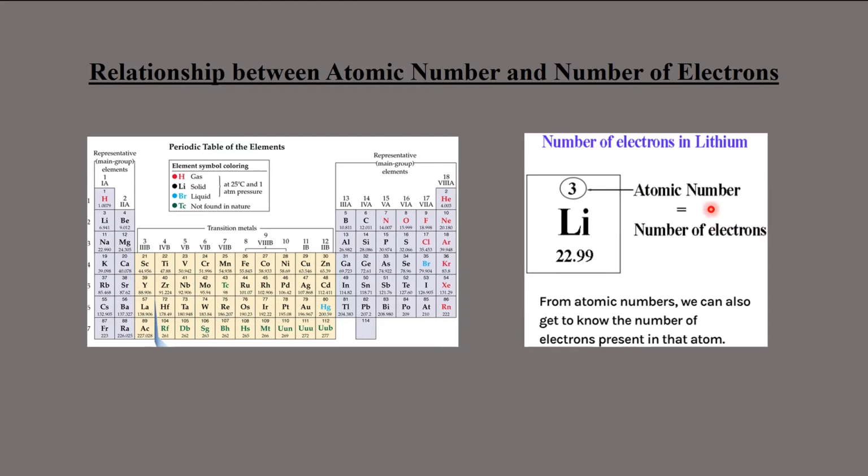So if the atomic number is given, for instance, the atomic number of chlorine is 17, this atomic number gives you the information about the number of protons of chlorine, which is 17, as well as the number of electrons for a neutral chlorine atom, which is also 17. Okay, so that's how you can find the number of electrons in a neutral atom.